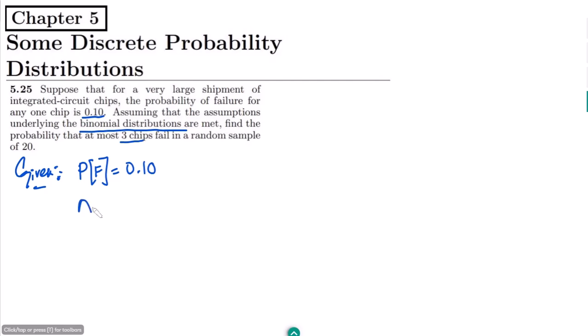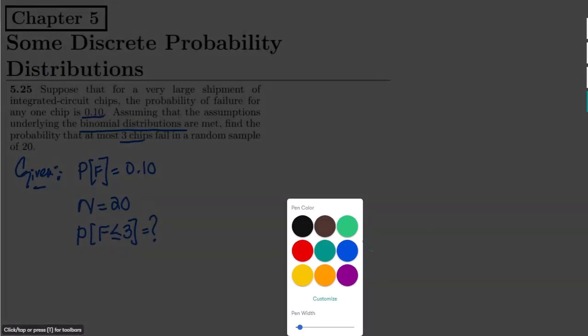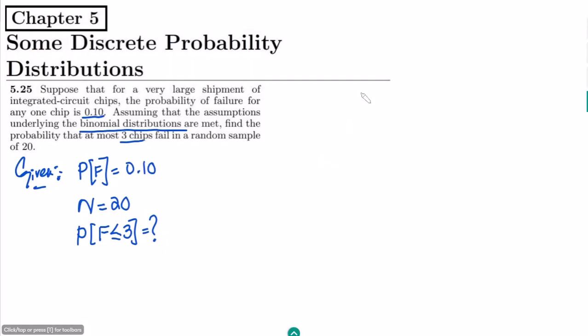So the random sample, or the total number of items here, is 20, and we want to find the probability that the number of failures is at most 3 chips, meaning failures are less than or equal to 3. Let me solve this using the formula. I want to find the probability of failure which is less than or equal to 3.